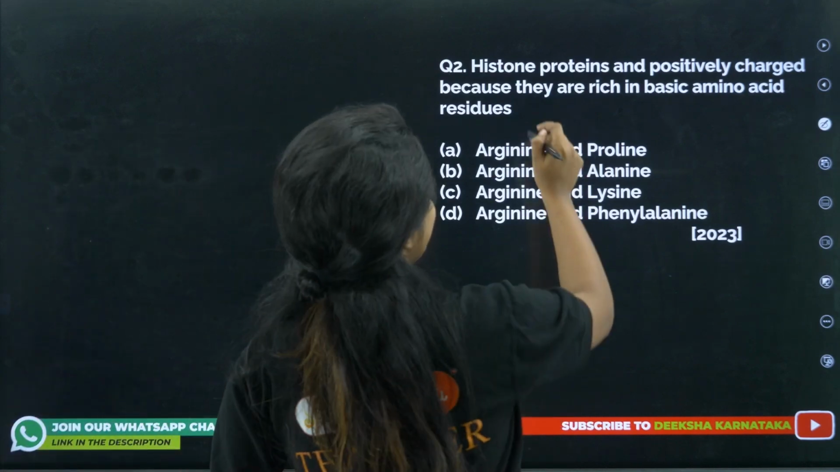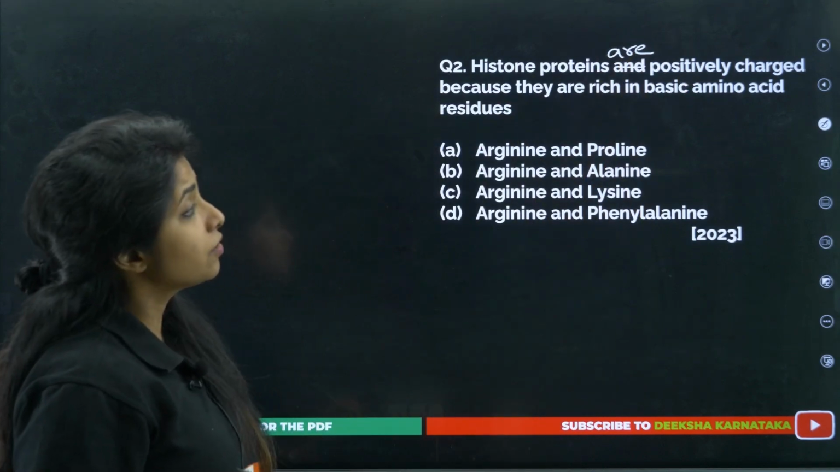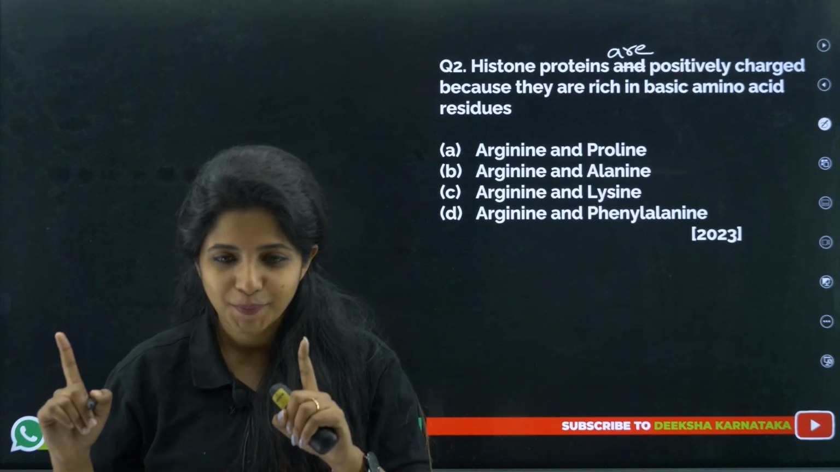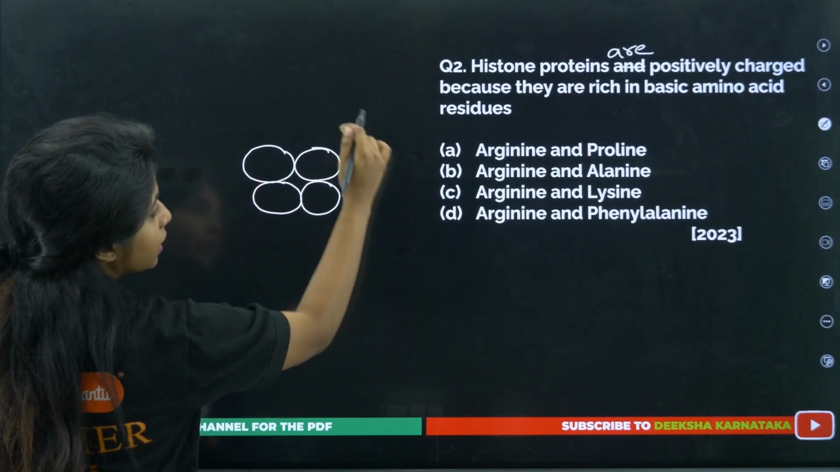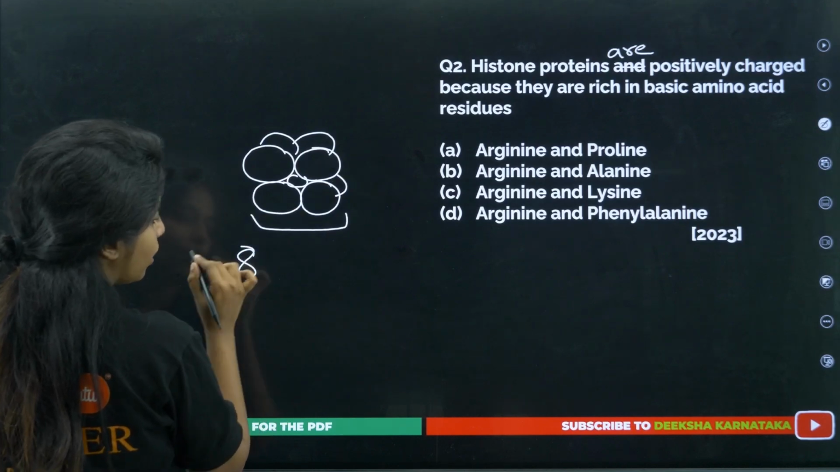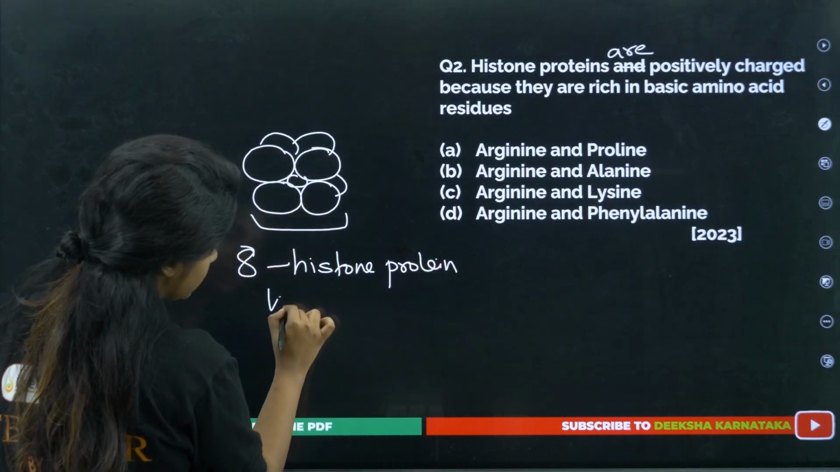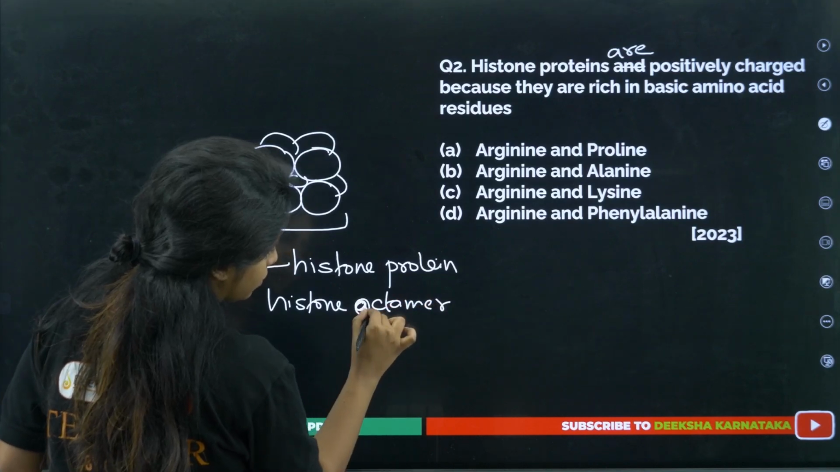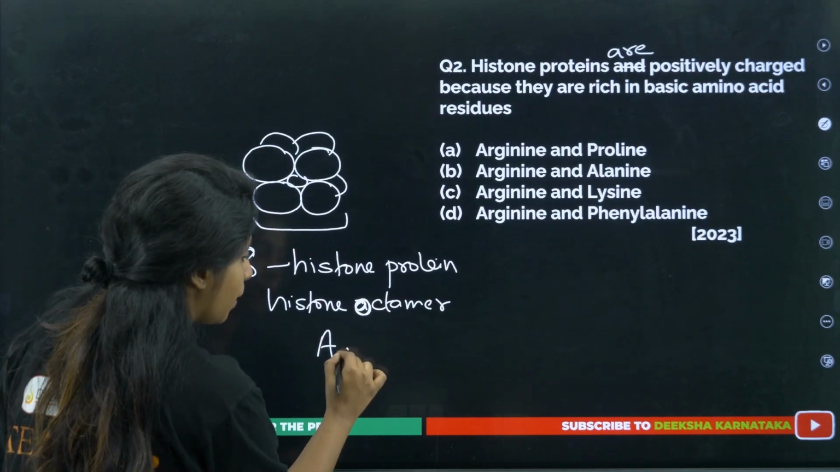Histone proteins are positively charged because they are rich in basic amino acid residues. First question, what do you mean by histone proteins? Basically, there are 1, 2, 3, 4 histone proteins, and similarly at the back also there are 4. So in total 4 plus 4, how many do you have? You have 8 histone proteins, or you call it a histone octamer, my dear children. Octamer stands for 8. Now, it's a protein, so it has to be made up of amino acids.